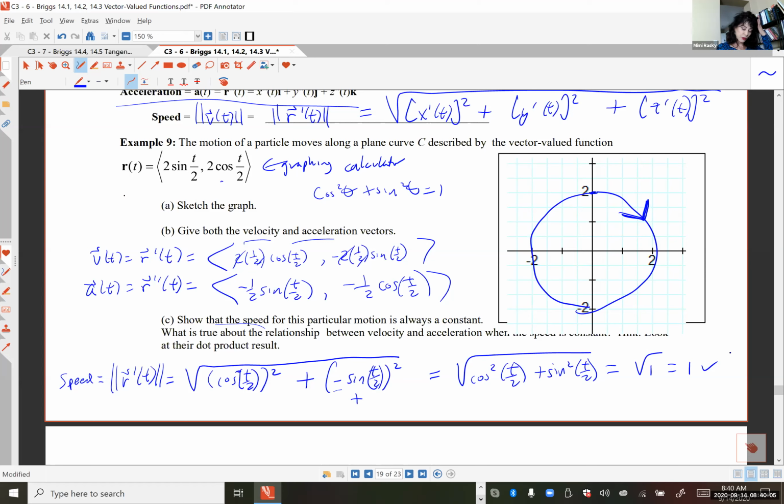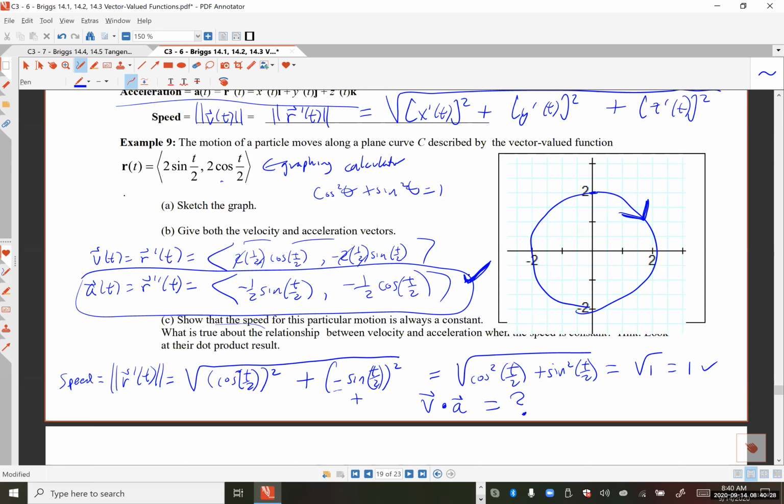Now, what happens when your speed is constant? What does that mean? We'll look to see some more about this later. But what happens if you did take the dot product of velocity and acceleration? What would you get? There's no acceleration, 0, right? Well, no, the acceleration is not 0. Certainly, acceleration is this vector right here. Oh, whoopsie. They're orthogonal. Lovely vector. Yes? The dot product is 0 because they're orthogonal.